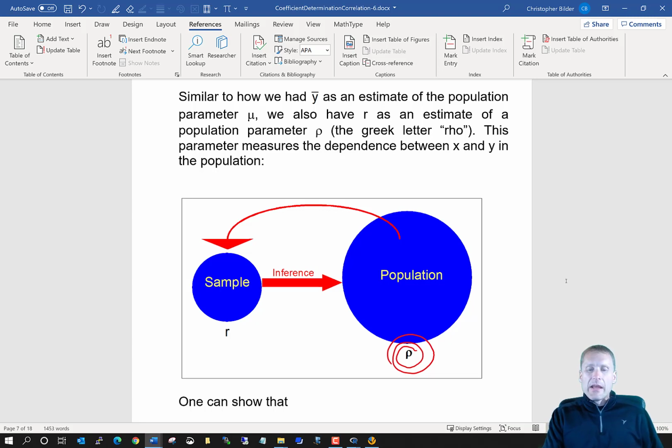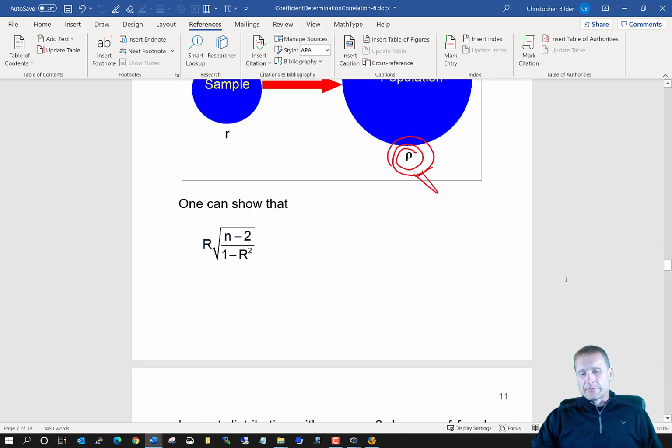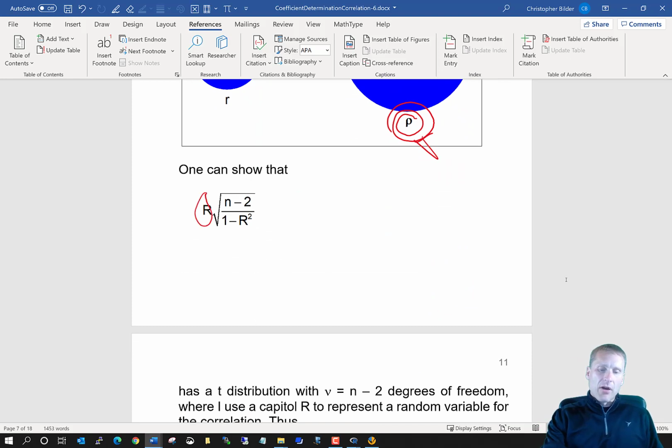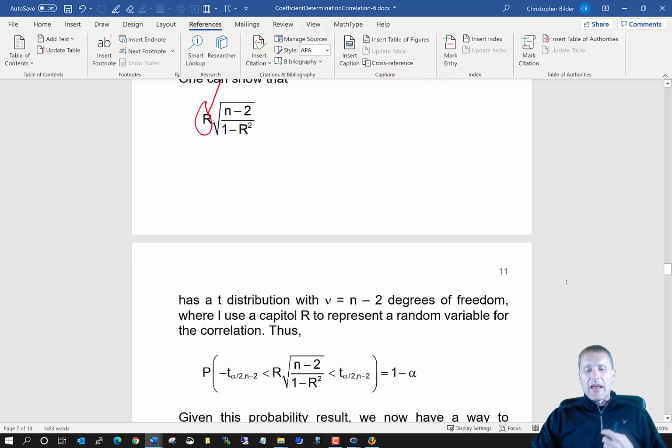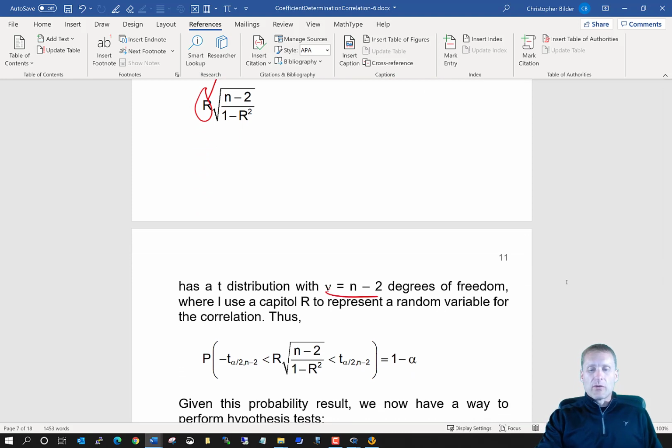Okay? And so similarly to what we've done before, we're going to take what we have from our sample and try to make inferences back to the population for what rho is. If we let capital R be an actual random variable version of this lowercase r, what one can show is that if you take capital R times the square root of (n minus 2) over (1 minus r squared), this has a t-distribution with degrees of freedom n minus 2. Don't worry about mathematically deriving it. Take my word for it that this does have this t-distribution.